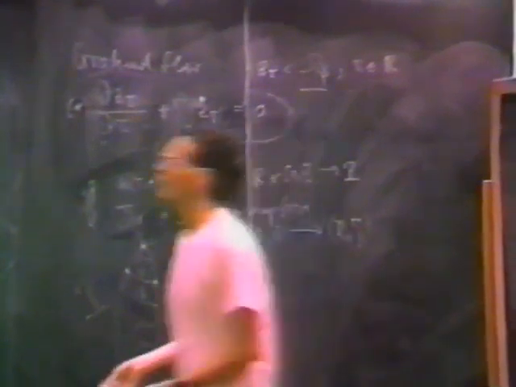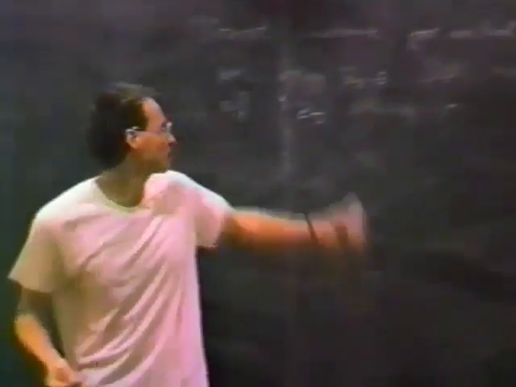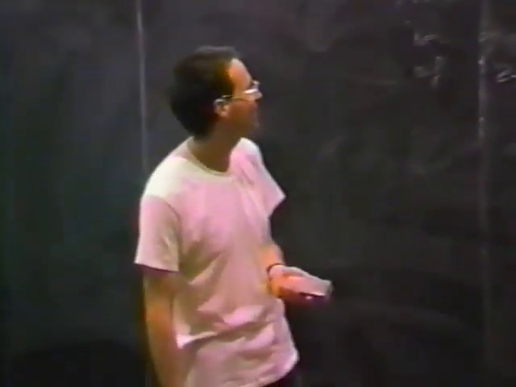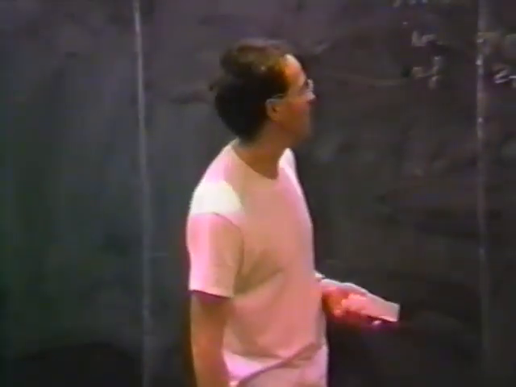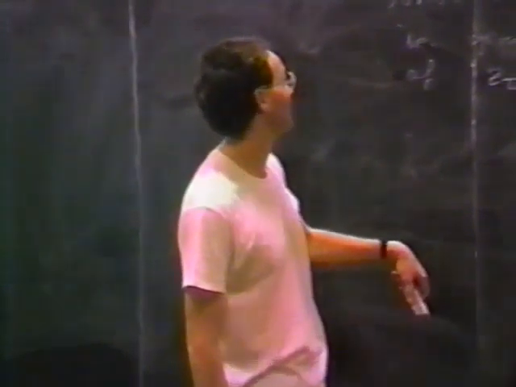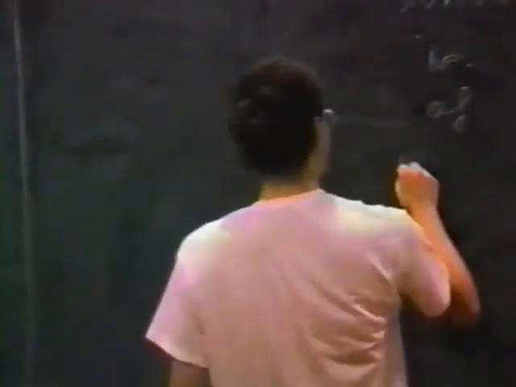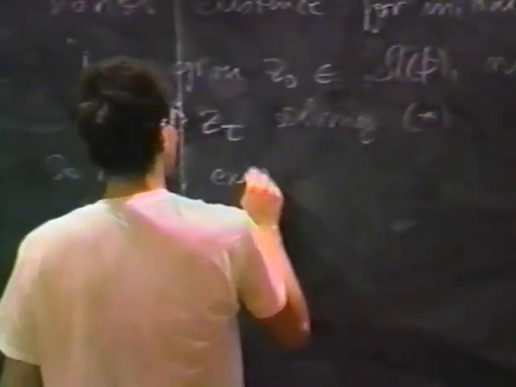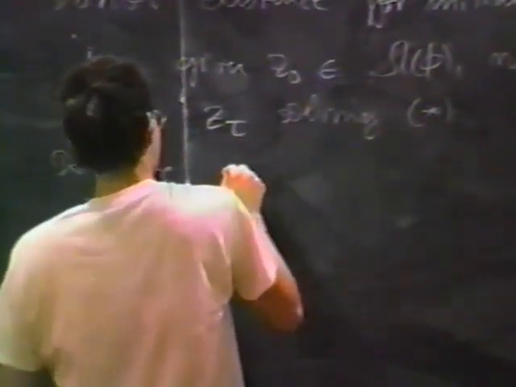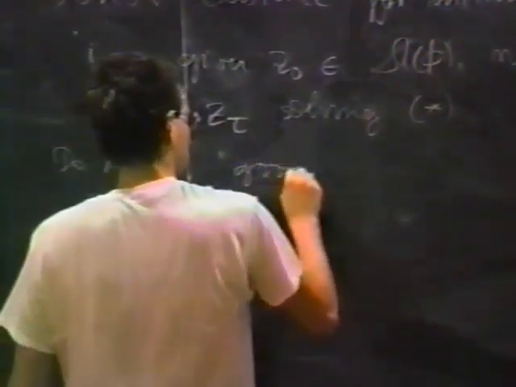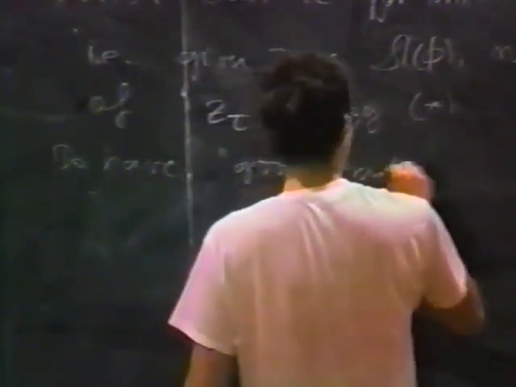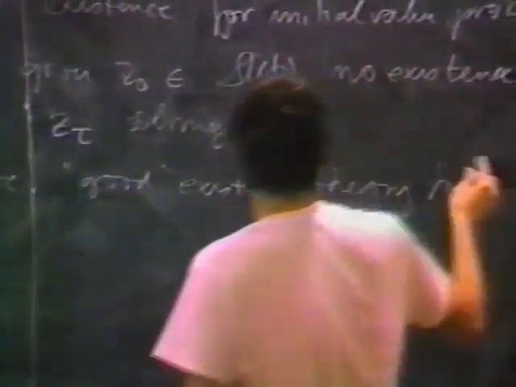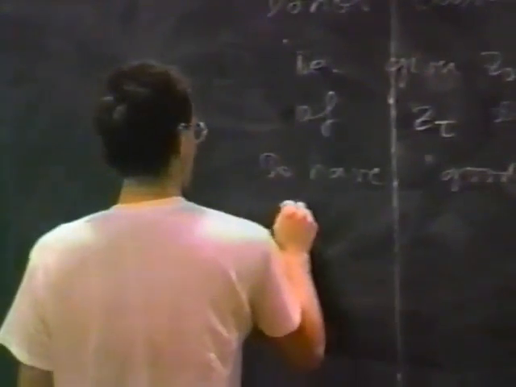But that's not so bad. What we do have is certainly uniqueness. If we have one of them, then there is certainly only one trajectory. That's one thing that I won't need. But another thing that we do have is a good existence theory for global solutions.